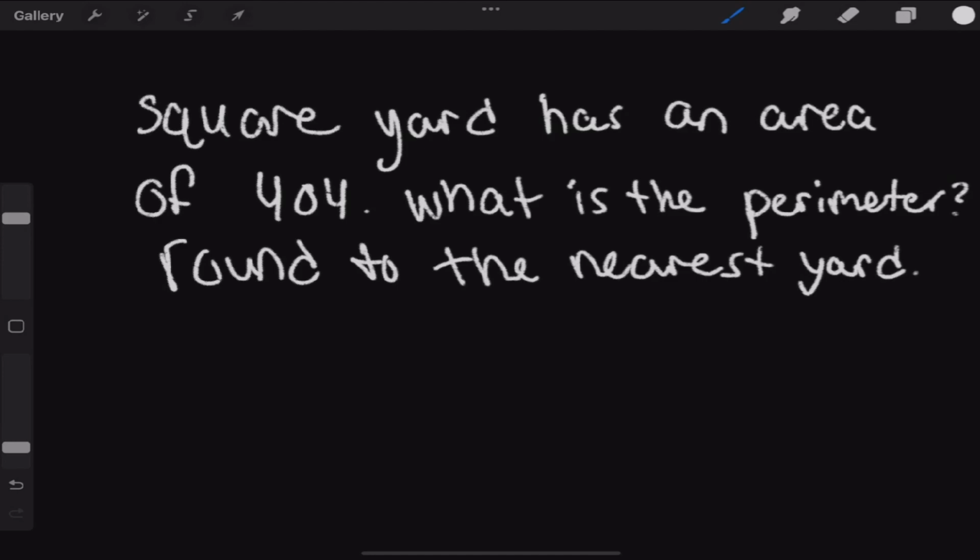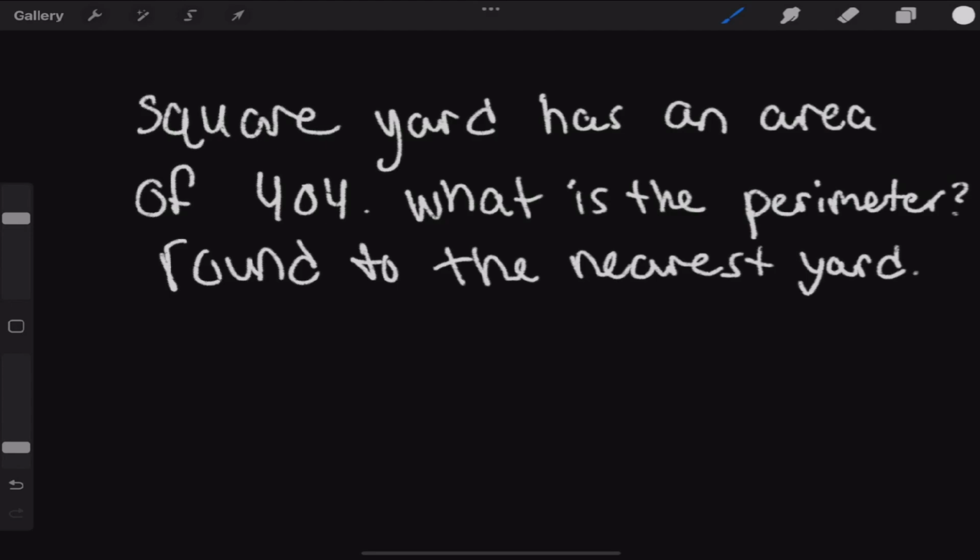Okay, so here's our next problem. This one doesn't have to necessarily pertain to the laws of exponents, but this is a problem that has to deal with exponents and how to get rid of them, I guess, or how to solve it. So this says a square yard has an area of 404 yards, let's say, to the nearest yard. So what is the perimeter? And it says round to the nearest yard.